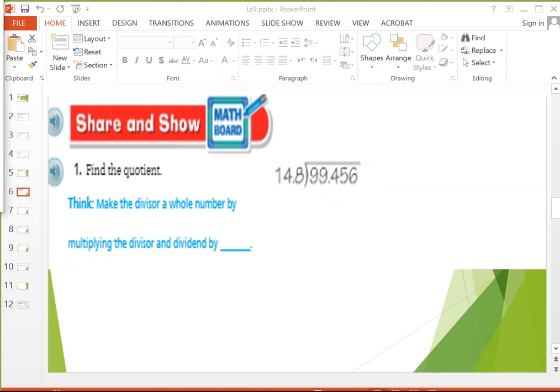Today we will continue our lesson with decimals. Hi everyone. So we will continue our lesson today. We will solve exercises on page 57. So we will start now.